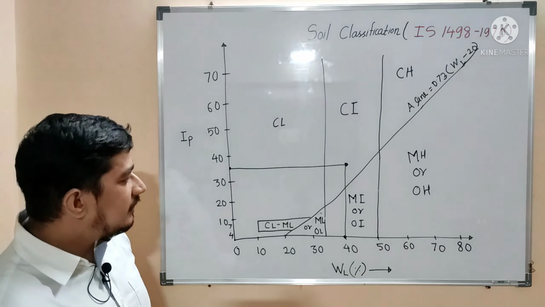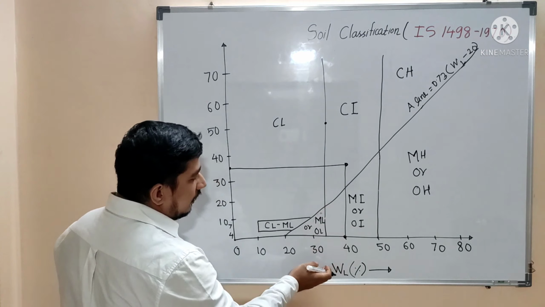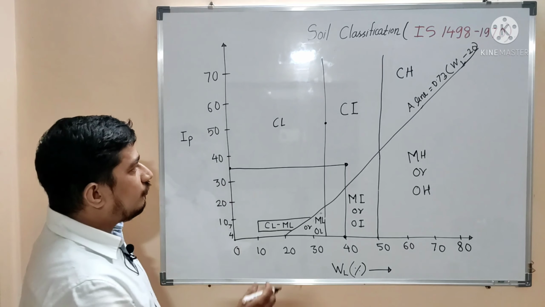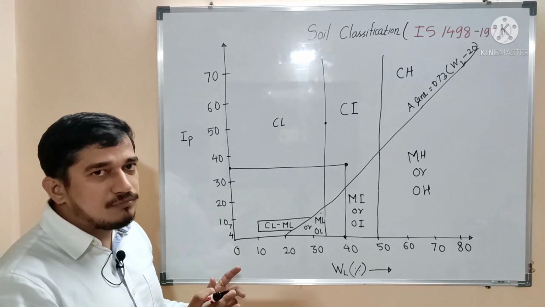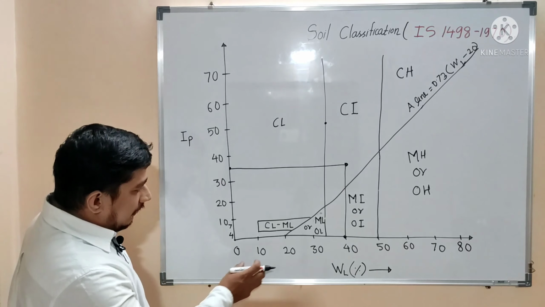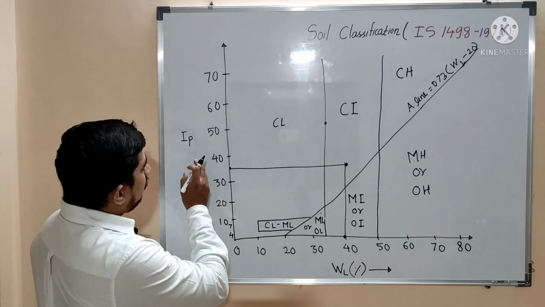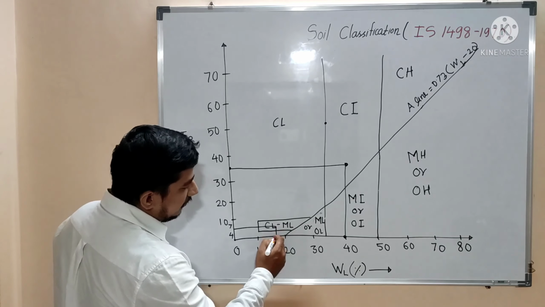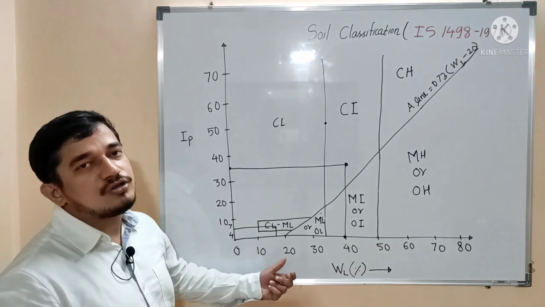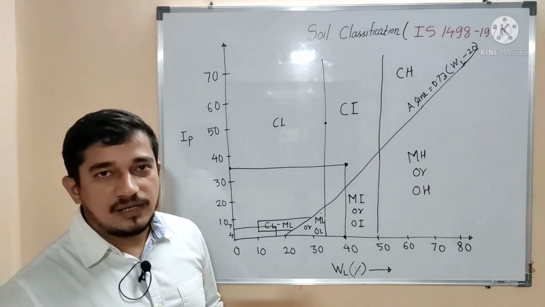So sometimes what happens, we may get a point like this depending on the liquid limit and depending on the plasticity index. So we can classify this soil as CL/CI. So a dual symbol can be given like this. In this case, when the plasticity index is between 4 and 7 and the liquid limit is within this range, then it can be classified as CL and CL-ML. So this is how the fine grained soils are classified. Now we will see how the coarse grained soils are classified.